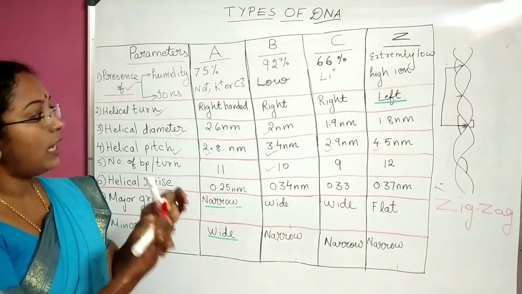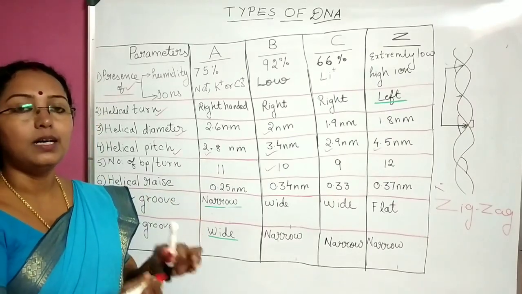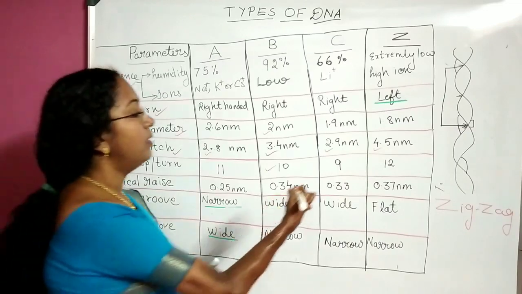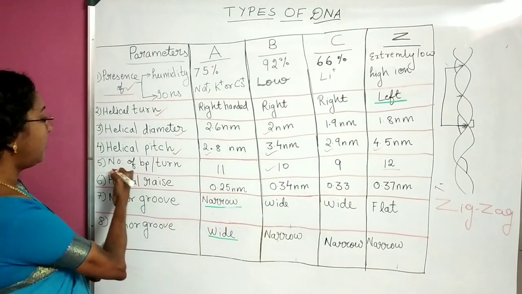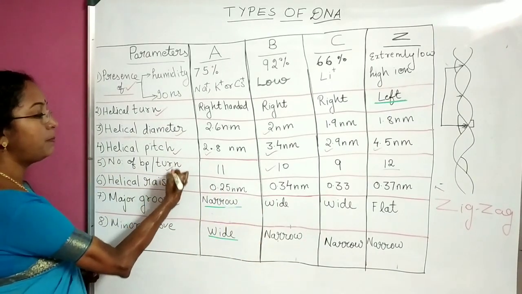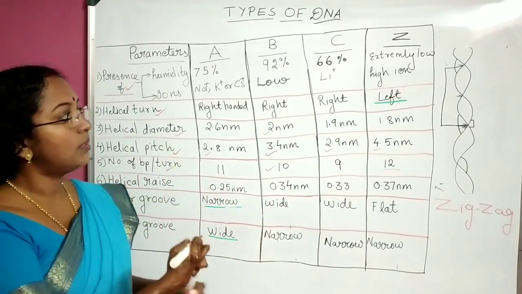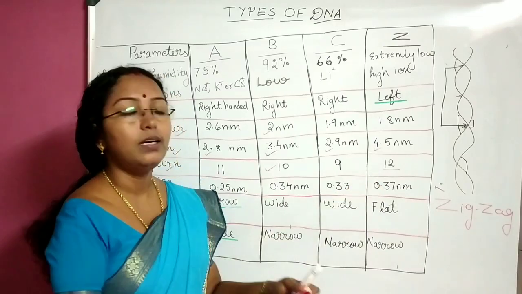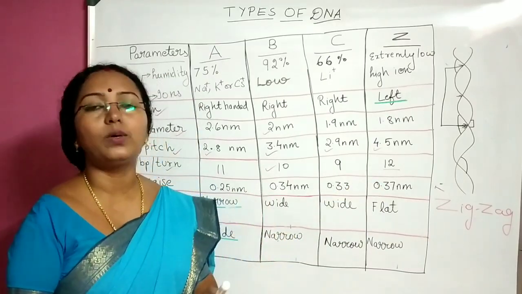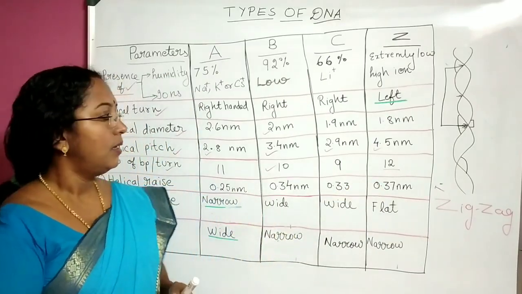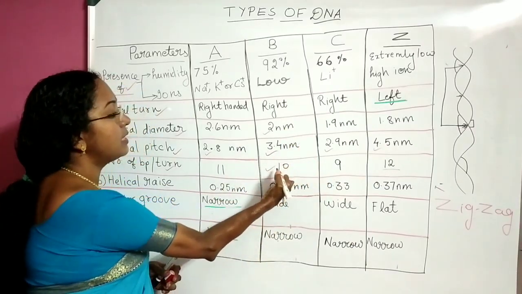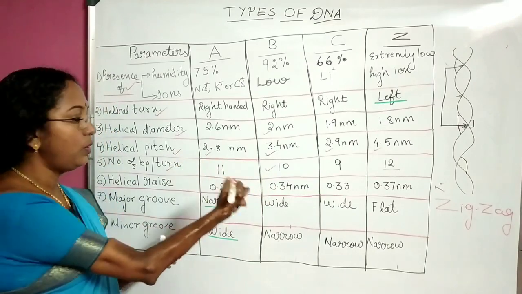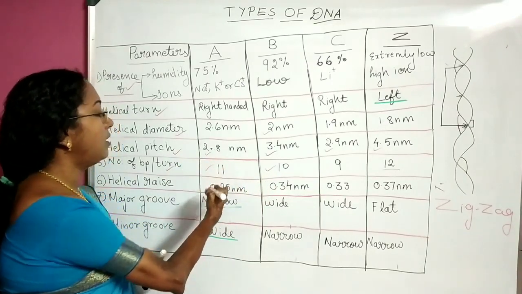Okay, and in that 4.5 nanometer, how many bases are there? There are 12 base pairs. So that is with regard to the number of base pairs per turn. In that one turn of Z-DNA, you have 12 base pairs arranged one after the other. But coming to C-DNA, it is just 9. In the case of B-DNA, it is 10. This we all know. And in the case of A-DNA, it is 11.